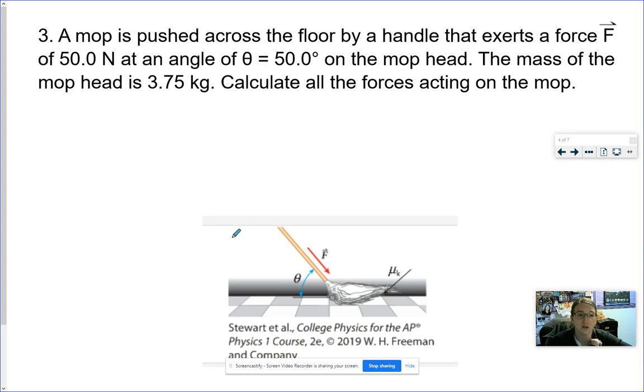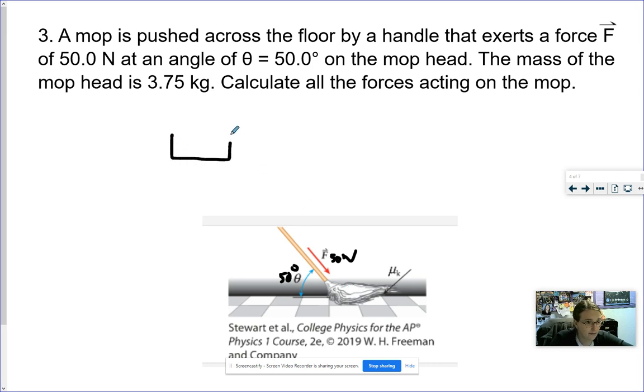So you can still write this on your notes if you have that printed, because this will be the first step. We're going to calculate all the forces acting on the mop, as well as, in particular, the components, because we have an angled force here. Now, what we have in this picture is a mop. We have a force of 50 newtons acting down on it at an angle of 50 degrees. And they're saying that there is friction going on in between the ground and the mop.